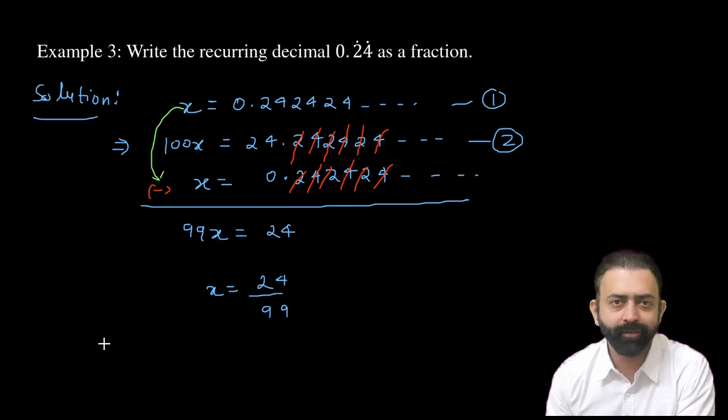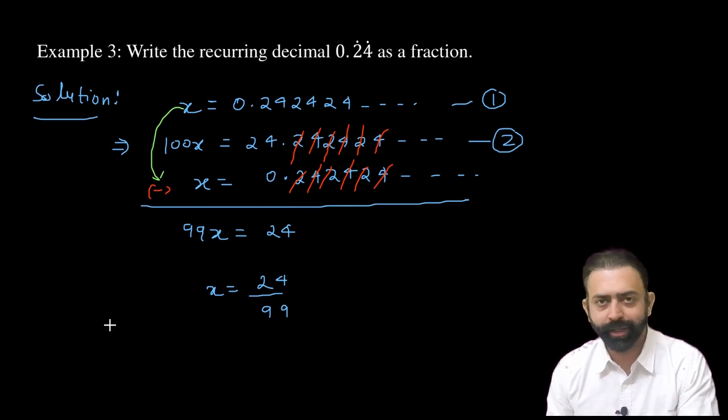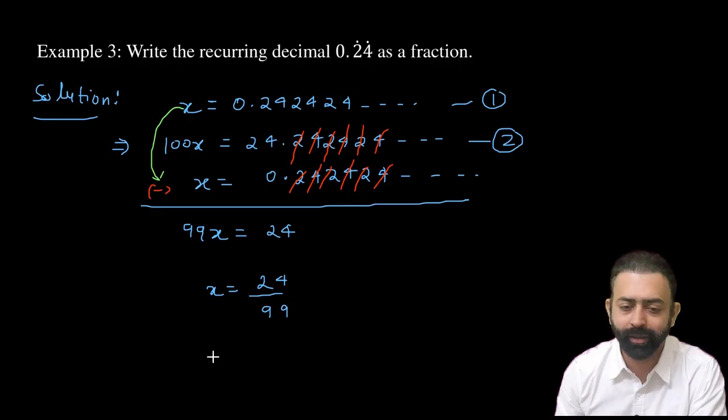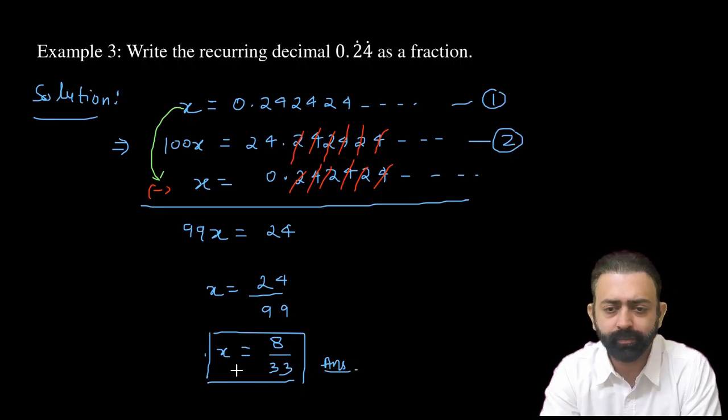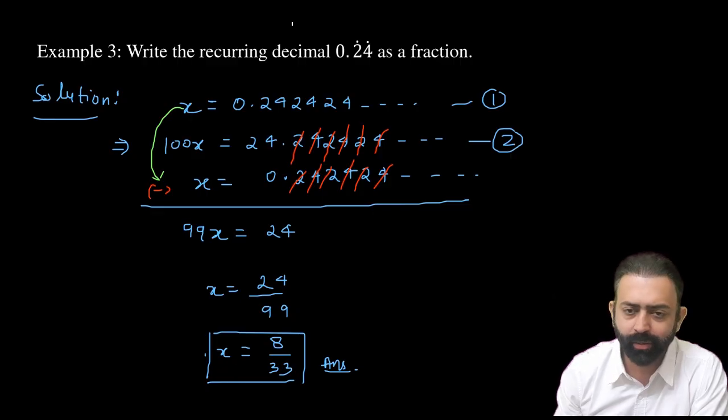So that means x is 24 over 99. But again, we can simplify this if there is a common factor. We can see that 3 is a common factor here. So x is equal to 8 over 33. This is your answer. So these are the questions, or you can do one more example.